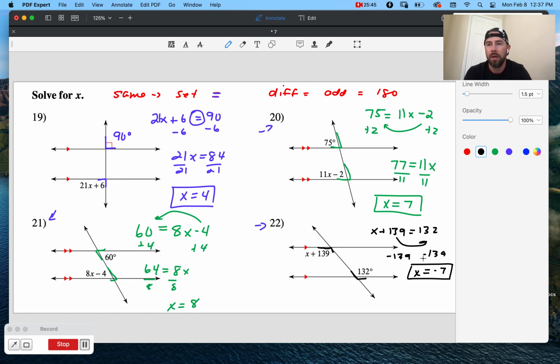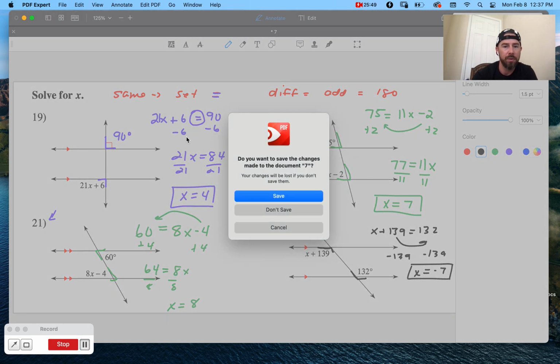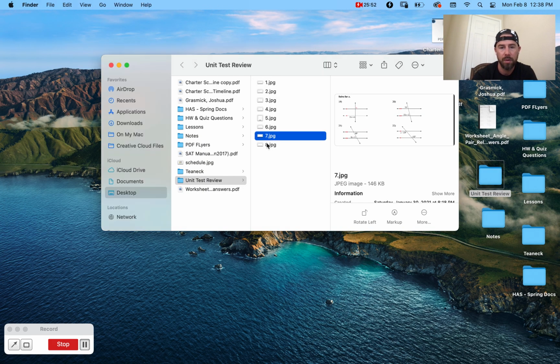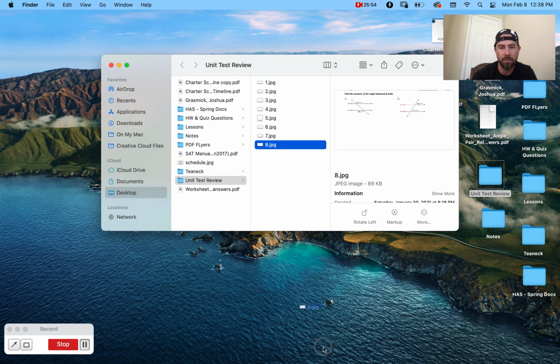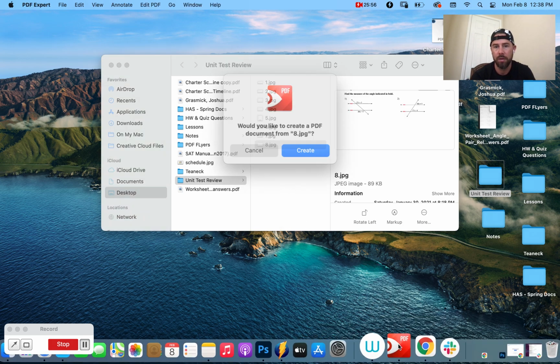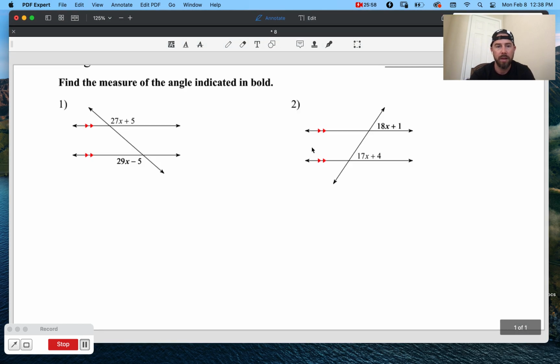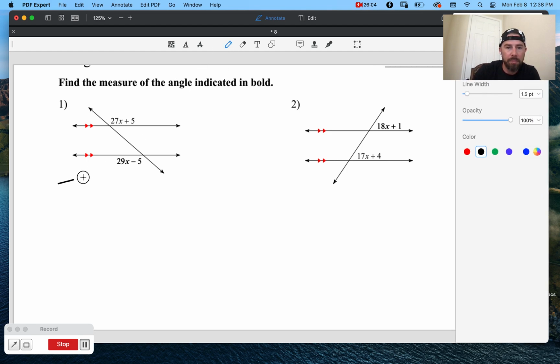Boom. All right, we are coming up to our last two problems of the review, which is awesome because my throat's starting to hurt from talking. Let's get it. I'm going to show you what to do. They want you to find the measure of the angle in bold. This is our angle in bold. This is our angle in bold.